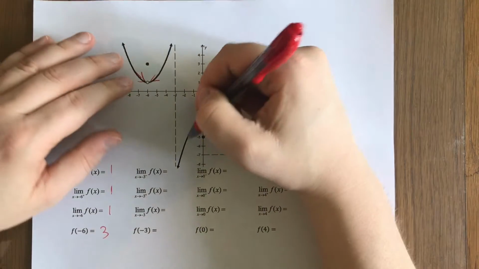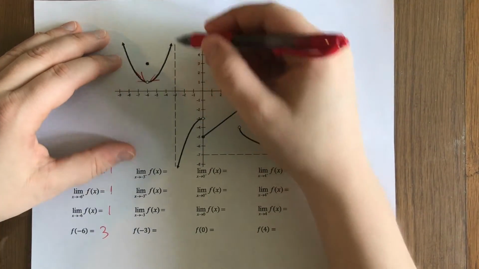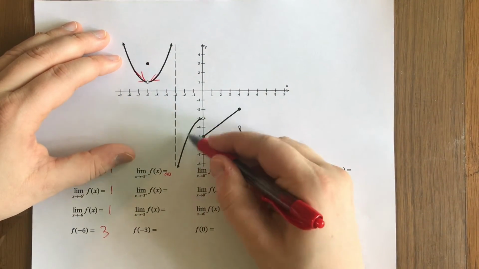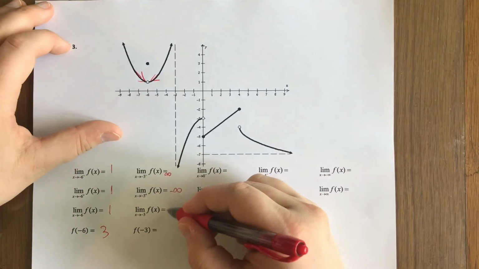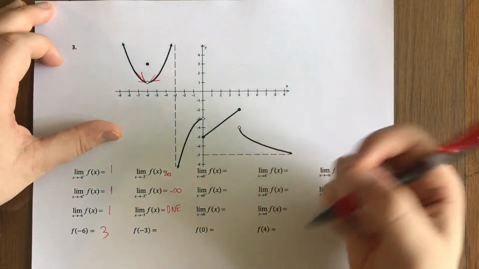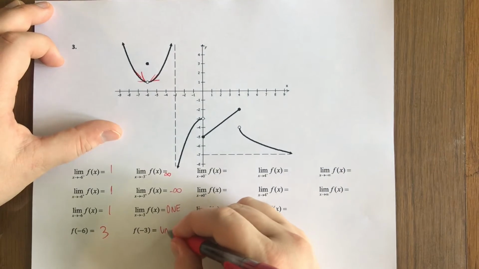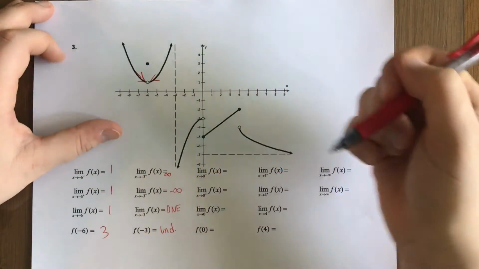As we approach -3, it looks like we got a vertical asymptote. From the left, it's going up towards positive infinity. From the right, it's going down towards negative infinity. Those are not the same, so we have does not exist. And this is undefined at -3 because we don't have any values defined there.